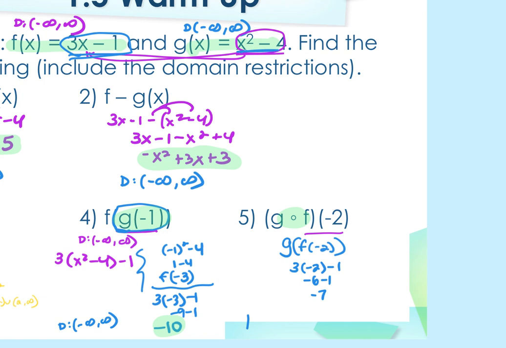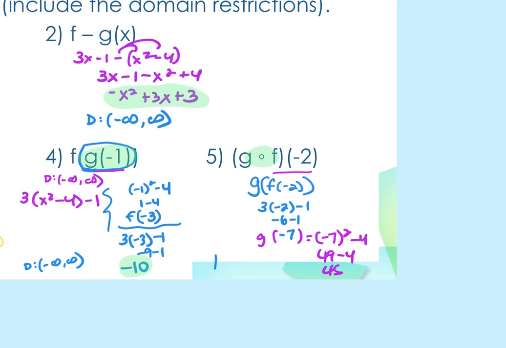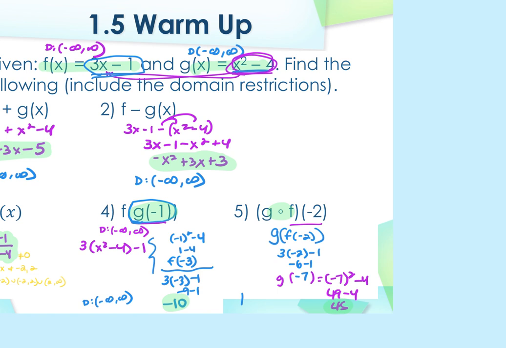And then I take that and plug it into the G. So I do -7 squared minus 4, or 49 minus 4, which is 45. And again, if I plug F into G, the other way around, I'm not bringing in a new domain restriction. There was none to carry down from the F. So the domain on that is still -infinity to +infinity.